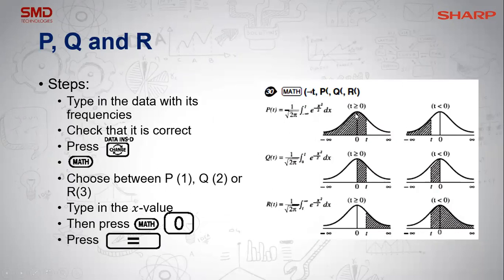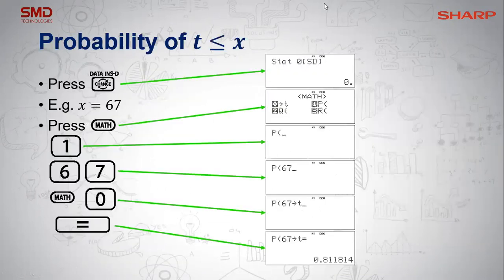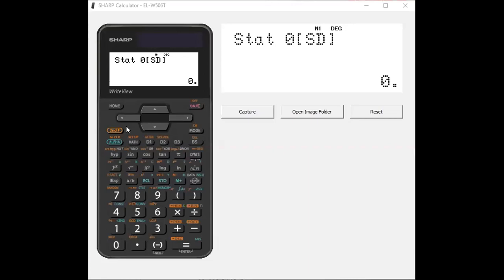So anywhere on that bell curve that's less than T, where Q is, it's between 0 and the probability of your X value. And then R is greater than your T value. So what we do is, just so you can see the steps.